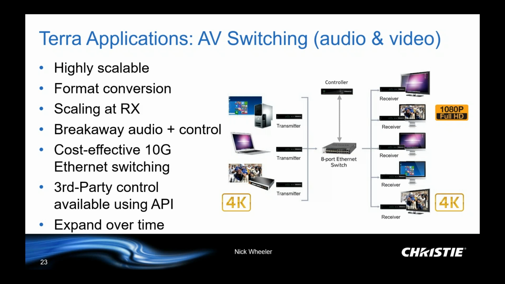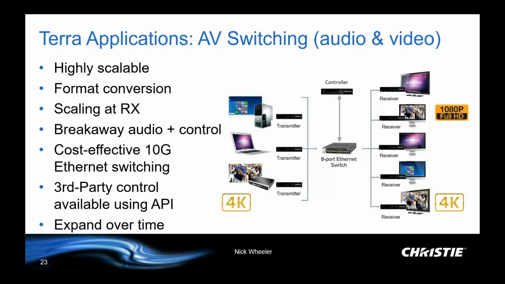It does format conversion between the transmitter and the receiver, so you can tell the receiver to output a specific resolution, and the receiver will scale the signal from the transmitter to whatever output resolution you've set. You've got breakaway audio control, so when you route the video signal from a transmitter to a receiver, you can take that audio and route it somewhere else to a different destination. And you can do that with control as well, with RS-232 and USB.